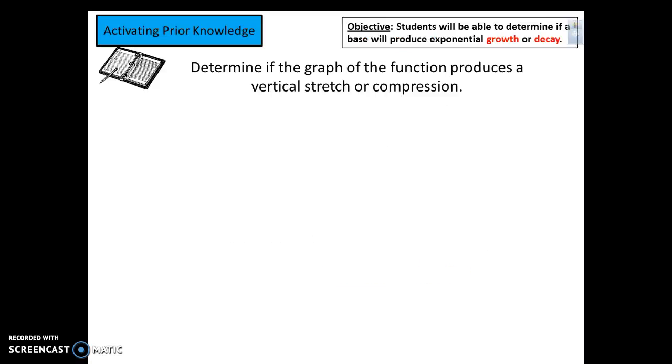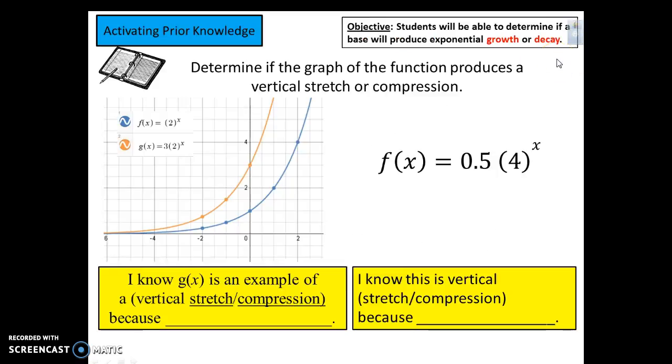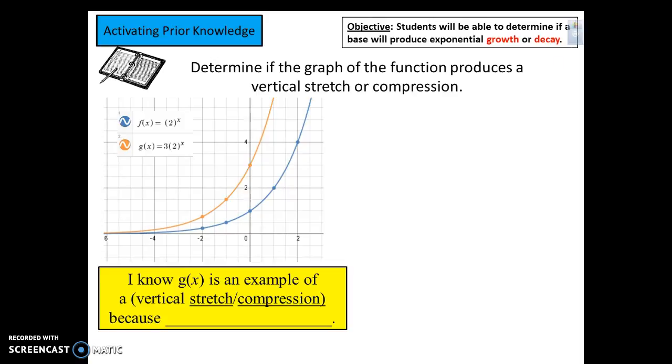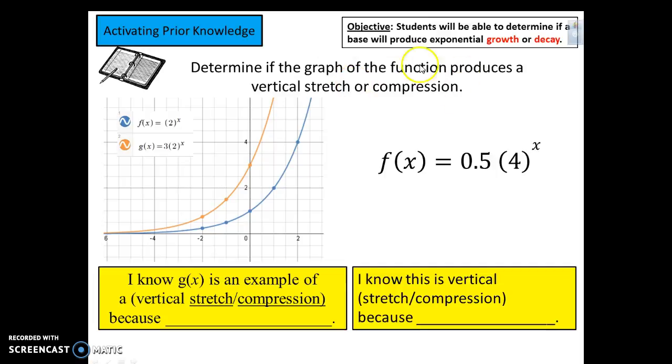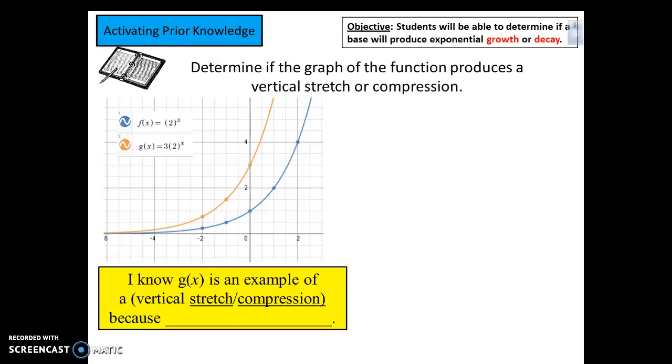Alright, so for prior knowledge, remember yesterday we talked about determining if the graph of a function produces a vertical stretch or a compression. Let's jump in. I want to know if g of x is an example of stretch or compression.